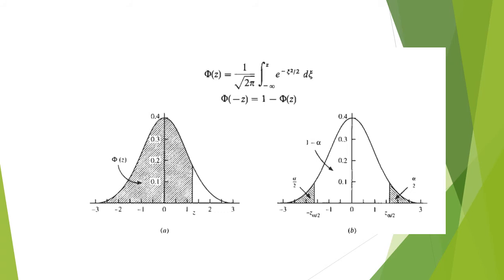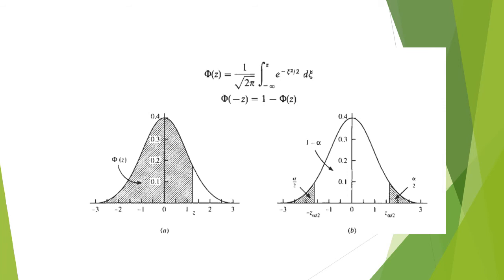If you see here, it is from minus infinity to z, meaning this part of the area. So that is actually the... since this is symmetrical, this part and this part are similar, the area under this curve is similar to the area under this curve.